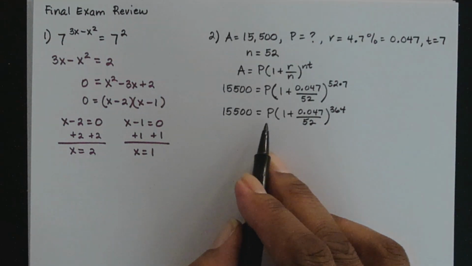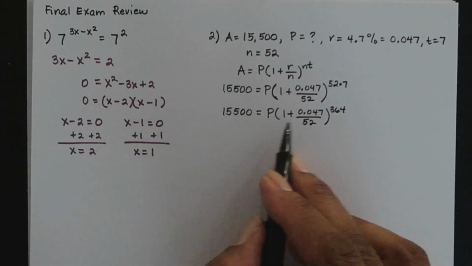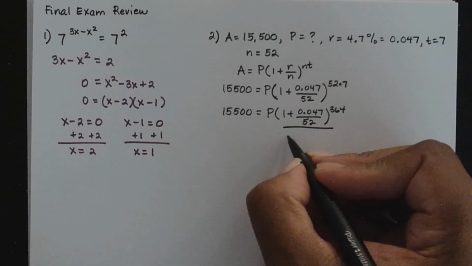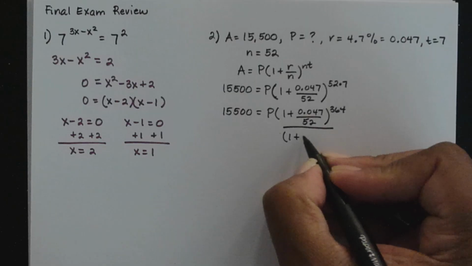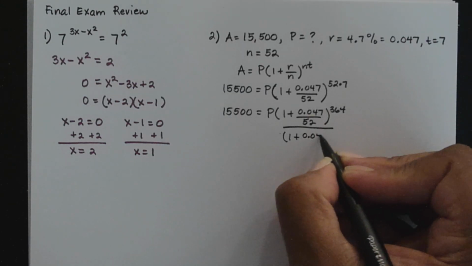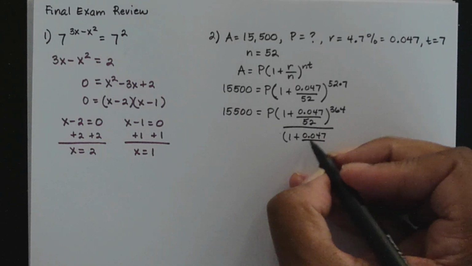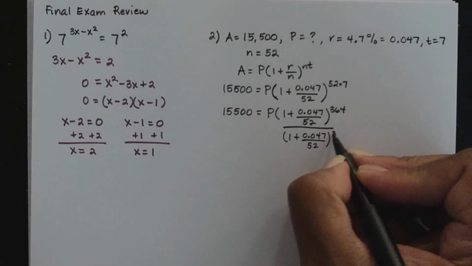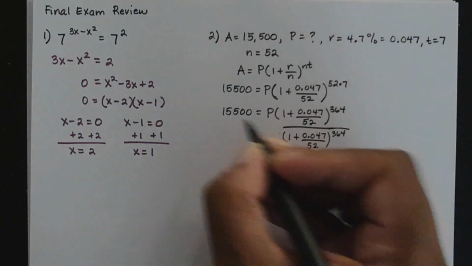And here's what I'm going to do. I'm going to get P by itself. It's multiplied by this expression here, so I can go ahead and divide both sides by that 1 plus 0.047 divided by 52, and that quantity is to the 364th power.